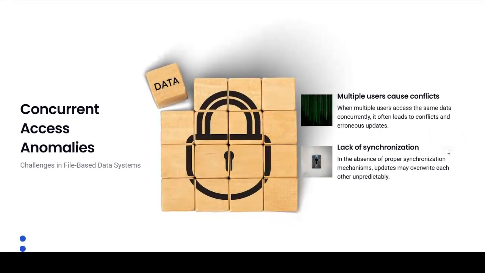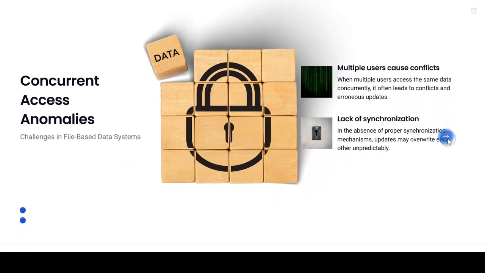Now sixth problem is concurrency access anomalies. When multiple users access or update data together without control, conflicts can happen. For example, one person adds 5 items, another removes 3, but there is no coordination. Final stock completely wrong.